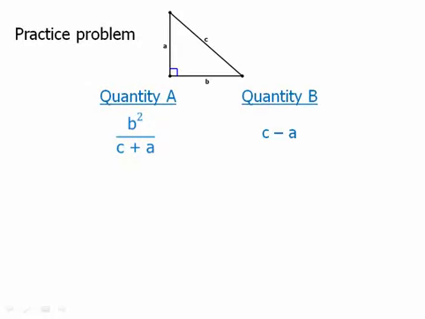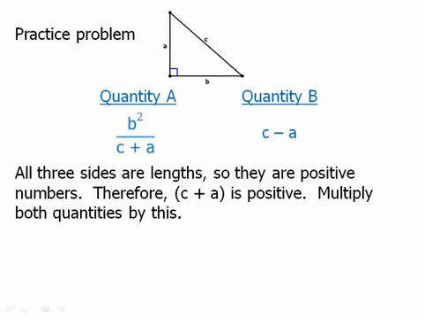For example, here's a practice problem. Pause the video and then we'll talk about this. Okay, remember that we can multiply both quantities by the same thing as long as we know that it's positive. Well, A, B, and C, these are all lengths. So obviously each length is a positive number. If we add two lengths, A plus C, that has to be positive. So we'll multiply by that denominator, A plus C.